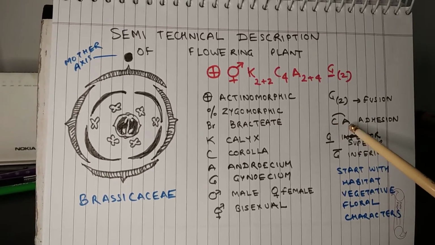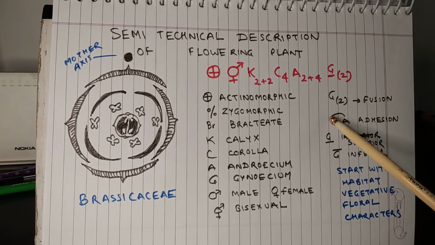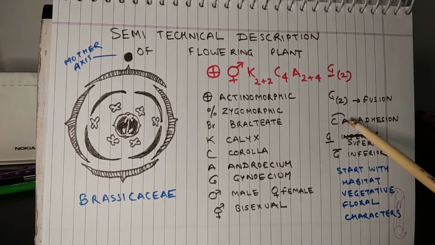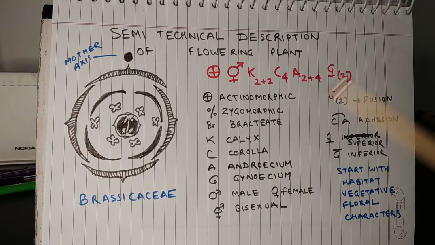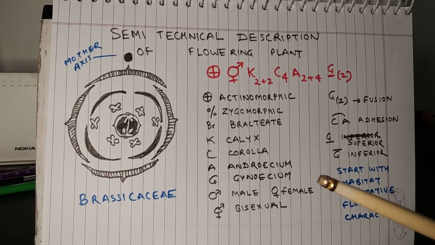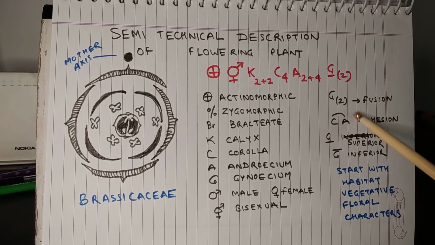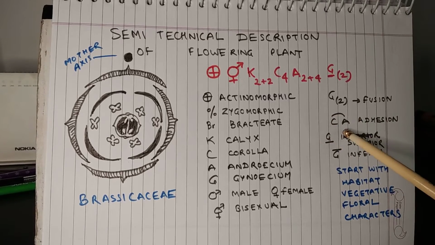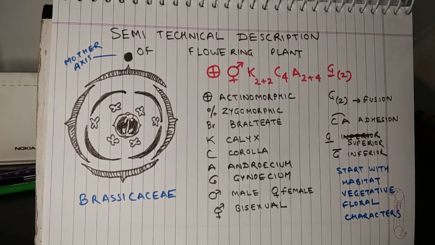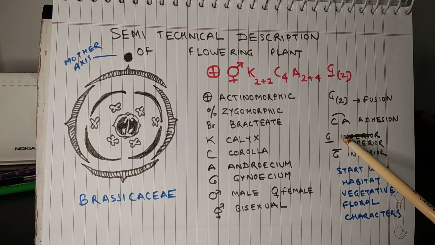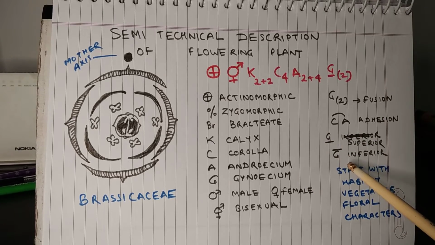If you need to show adhesion, then you have to make a line above the symbols of the 2 parts which are attached to each other. For example, if in a flower the androecium is epipetalous, that means the androecium is attached to the petals, then you will write C and A with a line above C and A, which means that the androecium is attached to the petals. The superior G is shown by a line below the symbol of gynoecium, and the inferior gynoecium is shown by a line above the symbol of gynoecium.